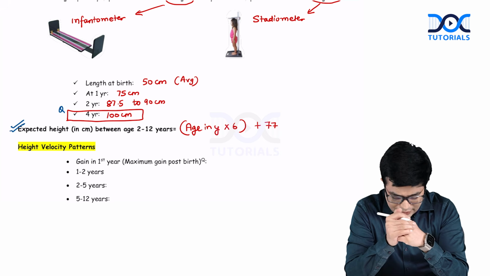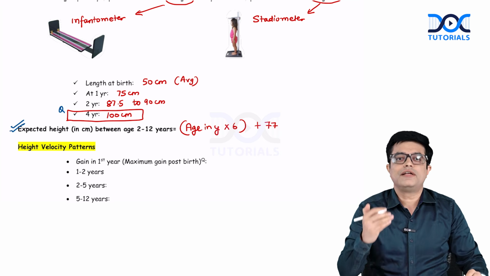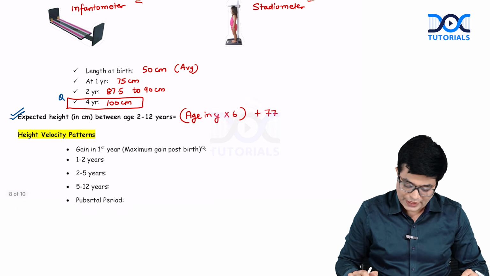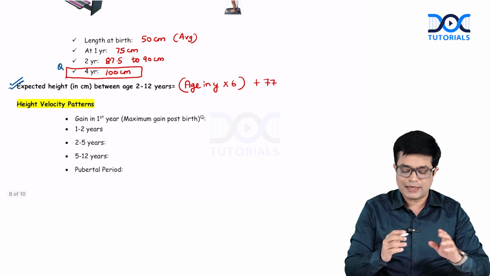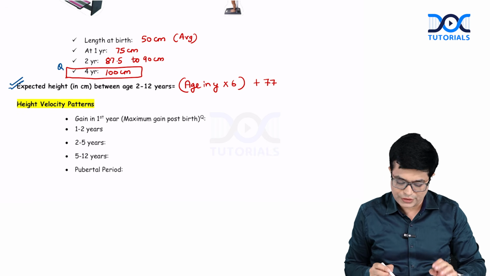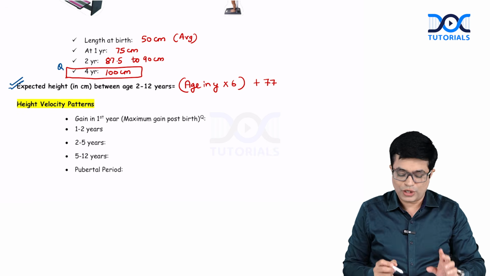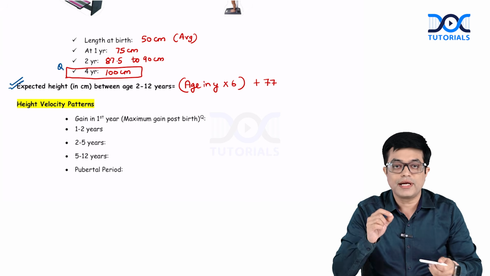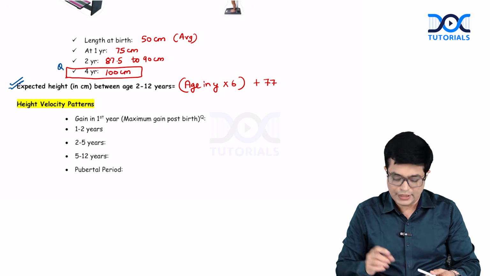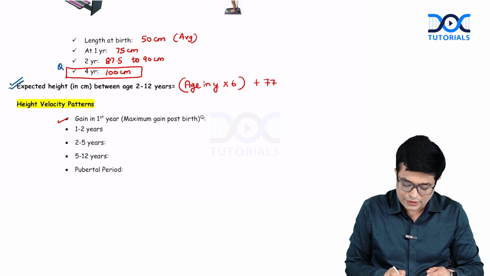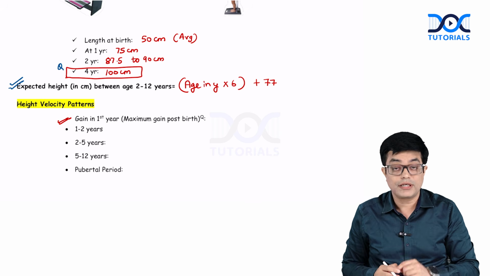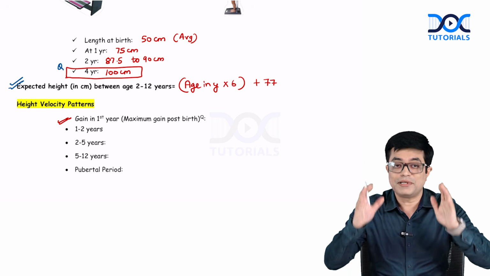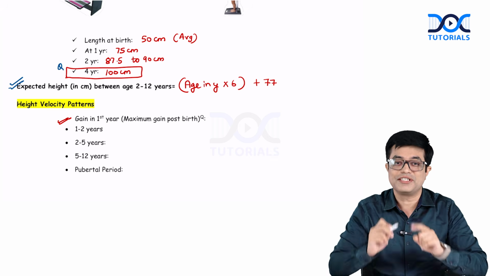Okay. Now, we have some height velocity patterns you need to know. And on these height velocity patterns, MCQs are asked. These are fact-based questions. So first of all, what is the height velocity? Height velocity means rate of gaining height per year. So how much height does the child gain in the first year? You would be surprised to know maximum height gain happens in the first year of life.